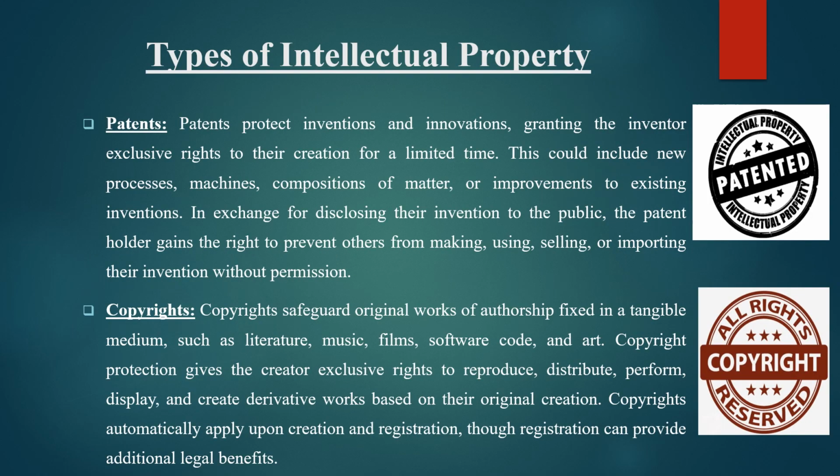Types of intellectual property. There are mainly 4 types of intellectual property: patent, copyright, trademark and trade secret. First, patent. Now let's understand patent with an example. Imagine you invent something really cool like a special robot that cleans your room super fast. Now you want to make sure nobody else steals your idea, right? That's where a patent comes in.